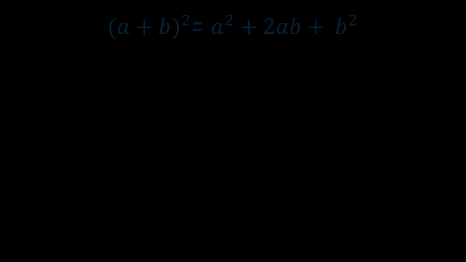At number 1, let's know from where does 2ab comes in (a plus b) whole square. In our lives, we might have come across this equation or formula that (a plus b) whole square equals a square plus 2ab plus b square. Have you ever wondered from where does this 2ab comes? Even I did. So let's find out.